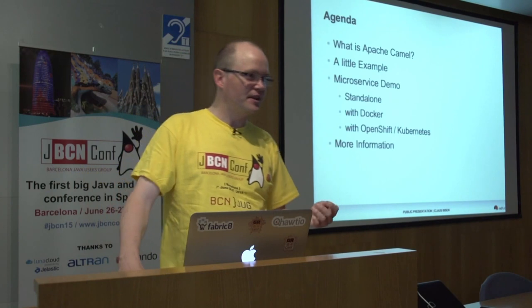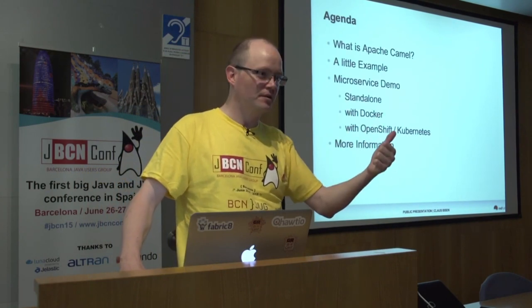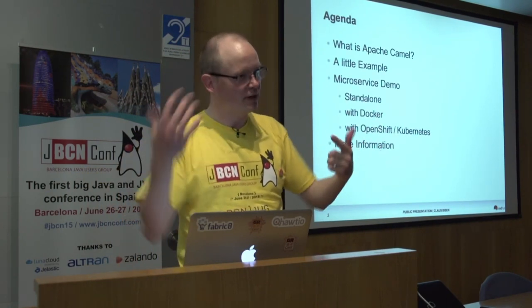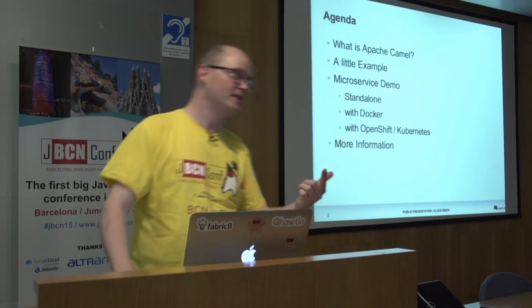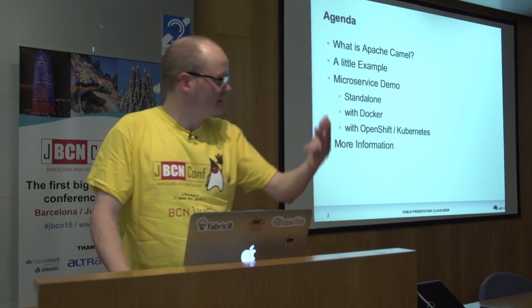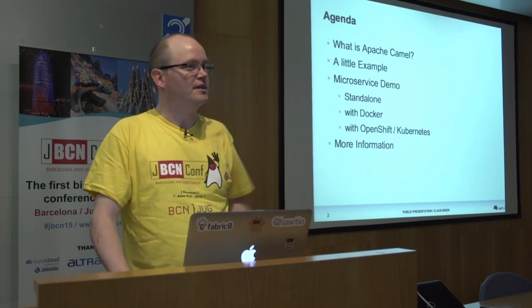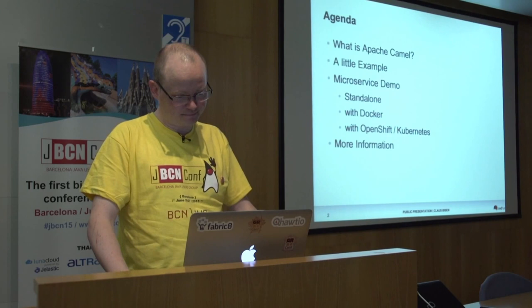And it's sort of like three steps. We run it first standalone. Then we're going to take what we build, Dockerize it, build a Docker image, and run it with a Docker container. And then at the end, we take this and run it in a Kubernetes OpenShift environment.